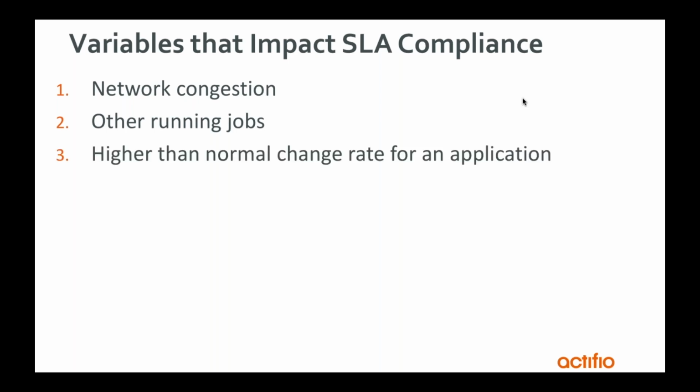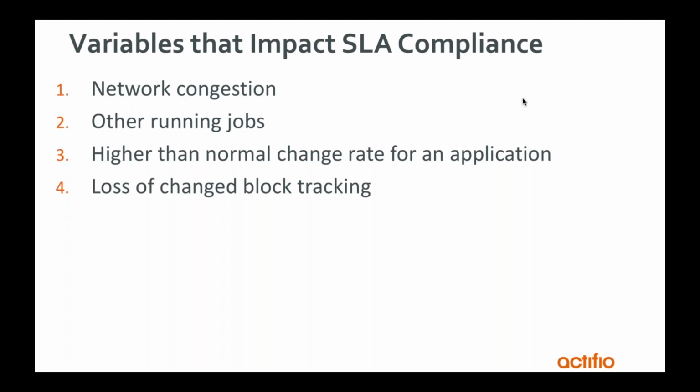Third is higher than normal change rates. That can occur as a result of user actions. For example, if somebody decides to reindex a database or perform an ETL operation into the database, those are examples that can cause major changes at the block level within our system. You need to decide upfront how much of a change you want to be able to handle while still meeting your desired RPO.